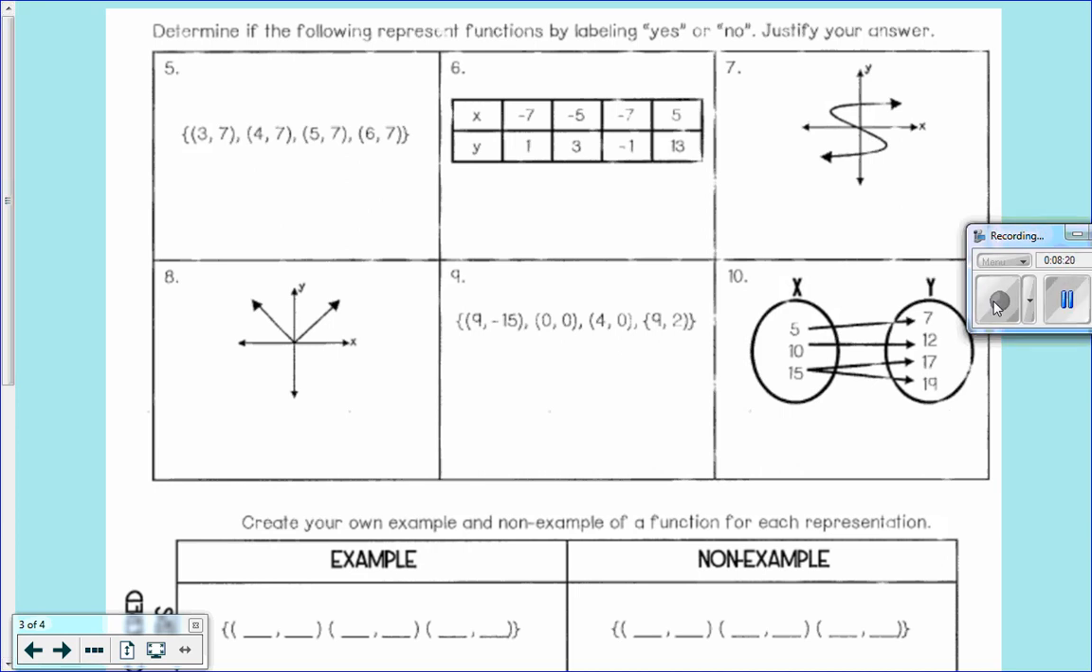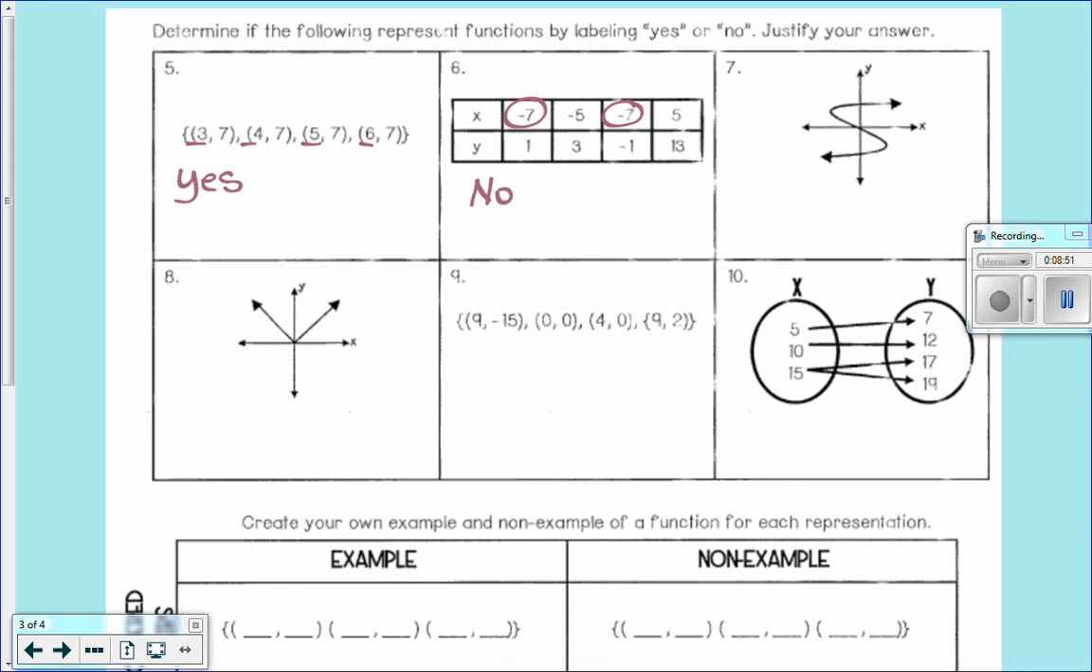All right, number 5. Is this a function? The ordered pairs. Yes. Why? What'd you write? Good. One x value for every y value. Number 6? No. Why? Good. -7 is used twice, right?